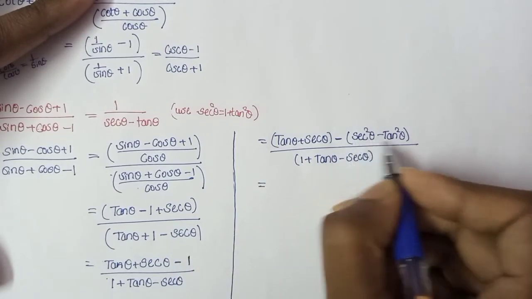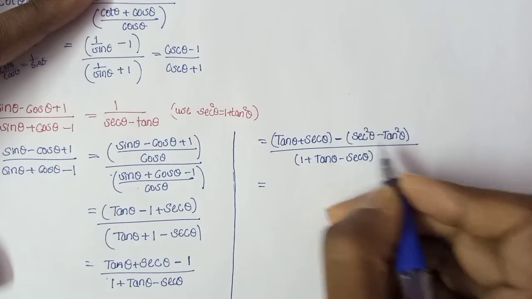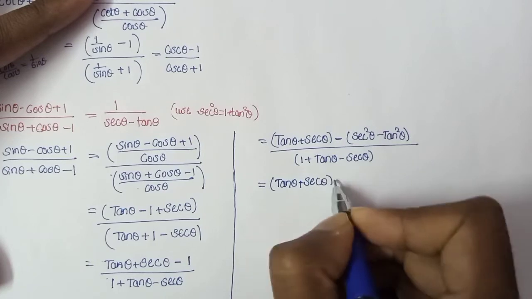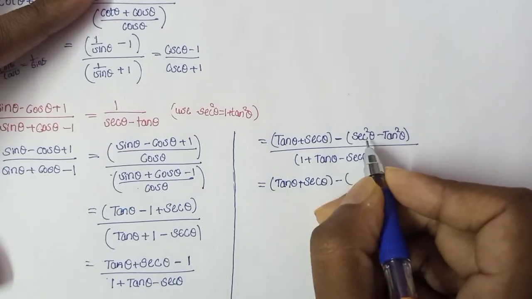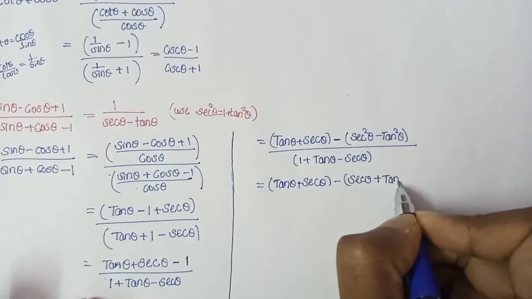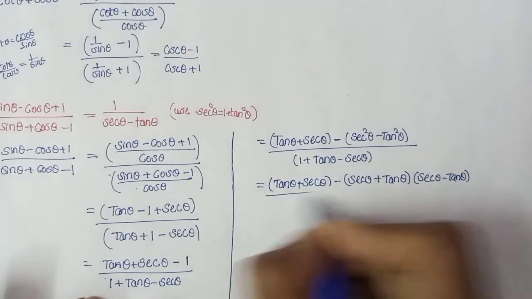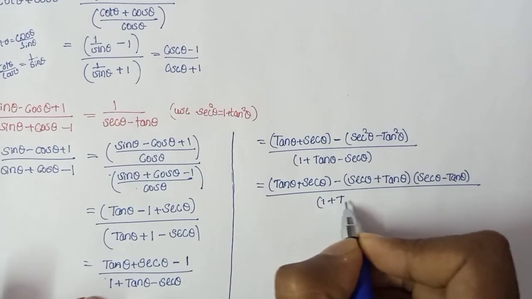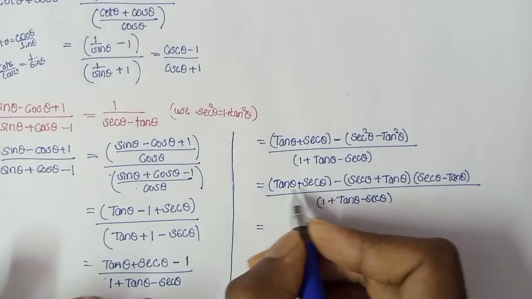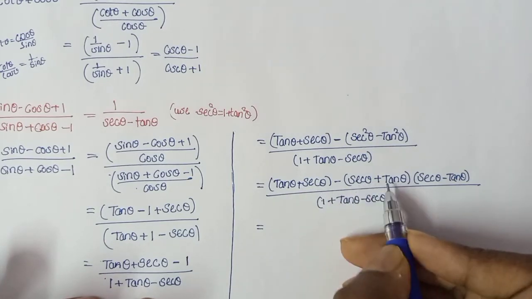If you observe, this identity is of the form a square minus b square, so it can be broken in terms of (a + b)(a − b). So I will break it here: tan theta + sec theta minus (sec theta + tan theta)(sec theta − tan theta). Break the denominator as this, 1 + tan theta − sec theta. In these two terms, tan theta + sec theta and sec theta + tan theta are the same.